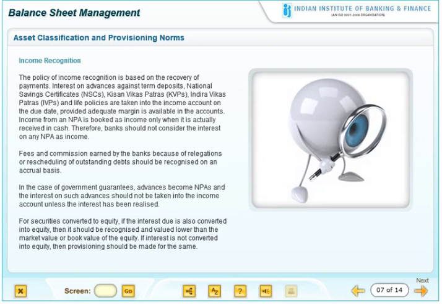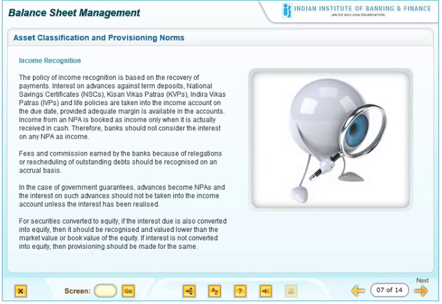The policy of income recognition is based on the recovery of payments. Interest on advances against term deposits, National Savings Certificates NSCs, Kisan Vikas Patras KVPs, Indira Vikas Patras IVPs and life policies are taken into the income account on the due date provided adequate margin is available in the accounts. Income from an NPA is booked as income only when it is actually received in cash. Therefore, banks should not consider the interest on any NPAs as income.